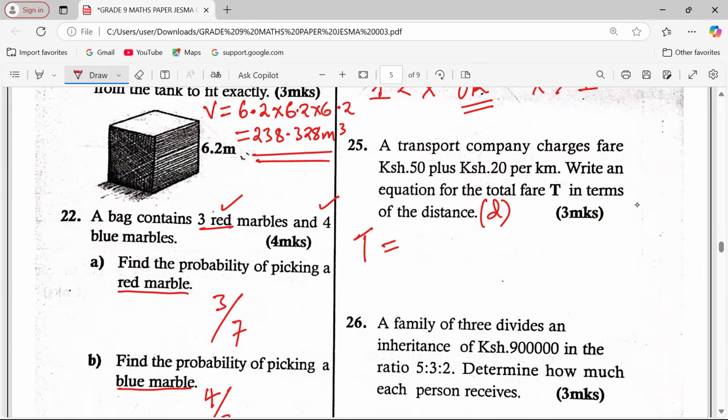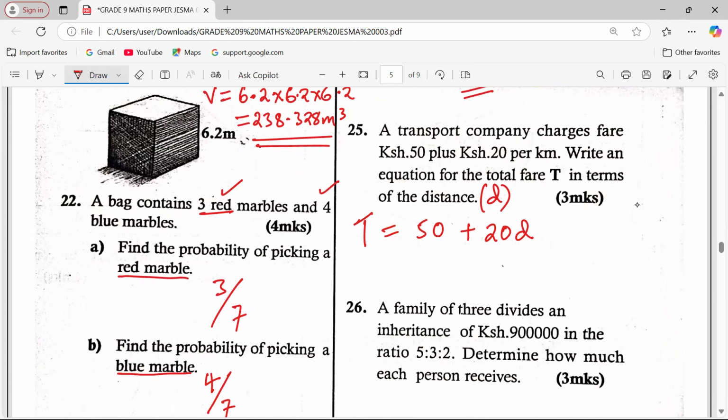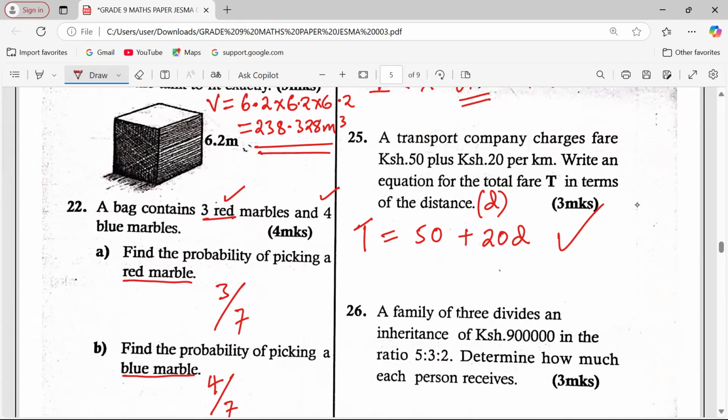So the total fare will be given by a constant fare of 50, then there is 20, which varies depending on the kilometers covered. If it is 20 per kilometer, then in a particular journey, d kilometers are covered. So it will be 20 shillings multiplied by d, so that for every kilometer we charge 20. And from that, we get the total fare. So this is the expression which will give us the total fare.